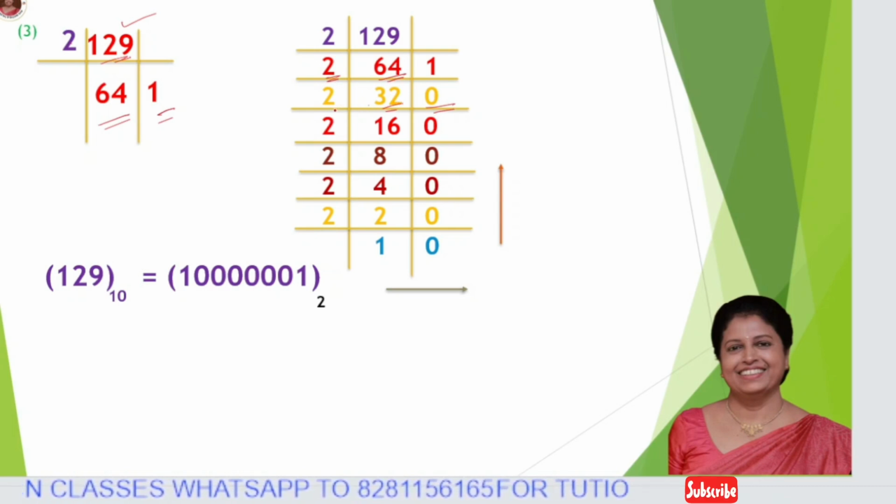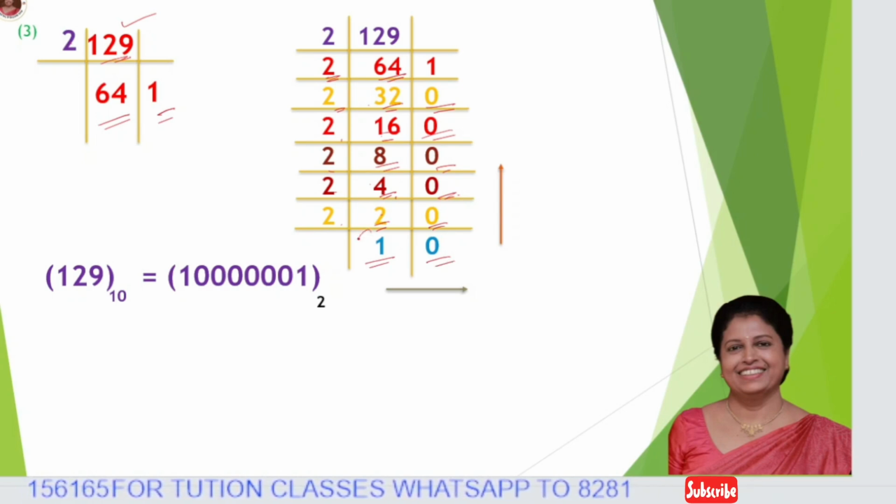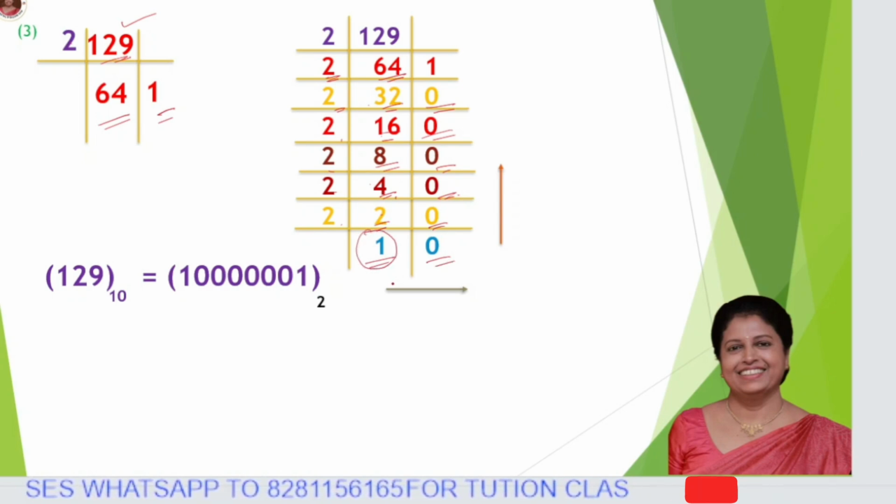Again 32 is divided by 2. We are getting 16 and remainder 0. 16 is divided by 2. We are getting 8 as quotient and 0 as the remainder. Again we are continuing. 8 is divided by 2. We are getting 4 as quotient and 0 as the remainder. Then 4 is divided by 2. Then we are getting 2 as the quotient and 0 as the remainder. Then 2 is divided by 2. We are getting 1 as the quotient and 0 is the remainder. So when we get 1 as the quotient, we can stop division.